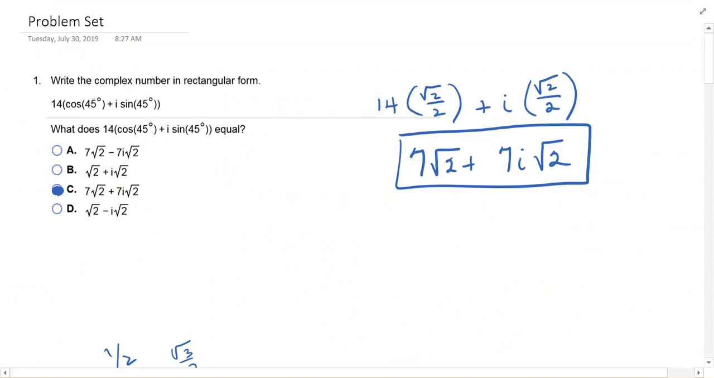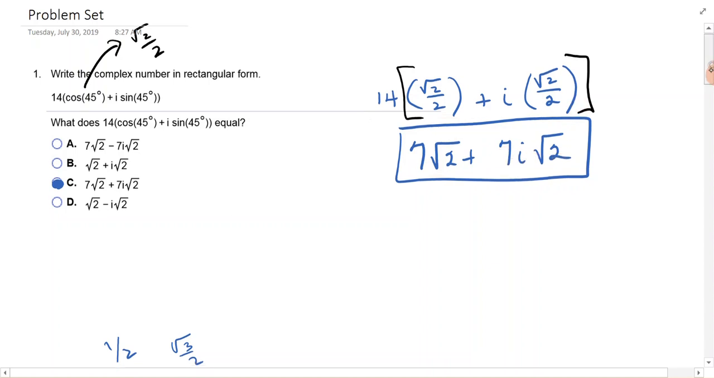All right, number 1 says write the complex number in rectangular form. So this is in trig. We just have to remember that cosine of 45 is square root of 2 over 2, and sine is the same thing. So we have 14 times square root of 2 over 2 plus I square root of 2 over 2. So the 14 is getting distributed both places. 14 over 2 is 7, so we have 7 square roots of 2 plus 7I square roots of 2. That'll do that one.